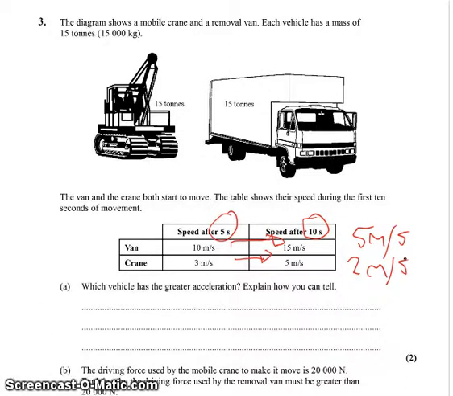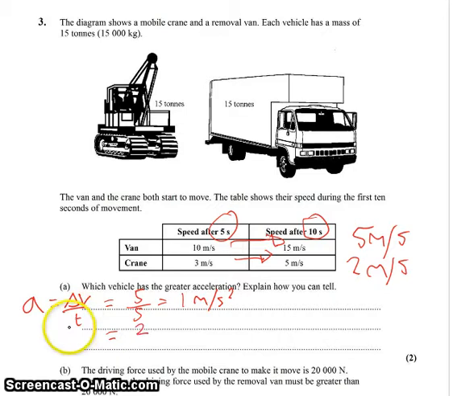The other way we can look at this is to actually work out the acceleration. Acceleration is change in velocity over time. Now we can use this equation to work out the acceleration of the van, because the van's velocity changes by 5 in 5 seconds, and therefore its acceleration is 1 meter per second squared. If we do the same thing for the crane, its velocity only changes by 2 meters per second, still in 5 seconds, and therefore its acceleration is 0.4 meters per second squared. So the van has the greatest acceleration.